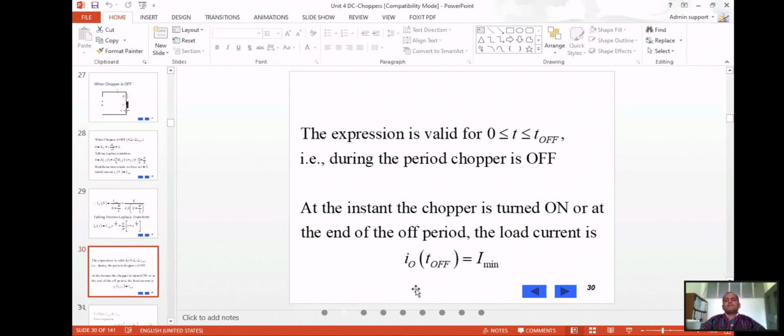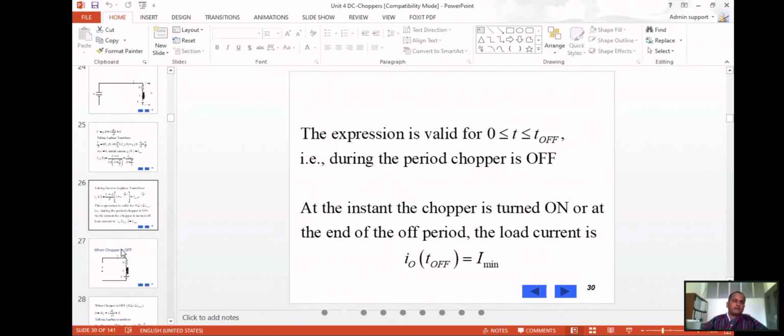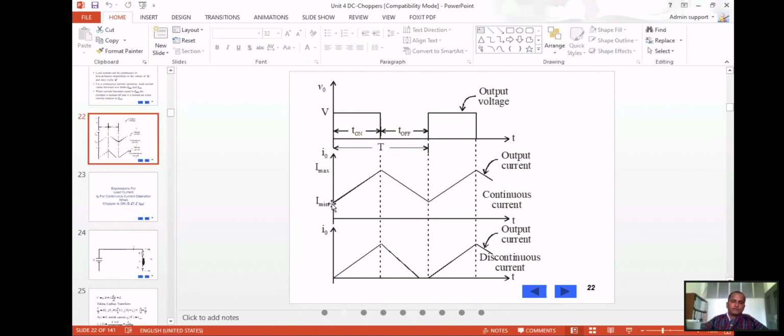So the expression is valid between 0 less than or equal to t less than or equal to t off. So during this period, the chopper is off. That is the condition. At the instant the chopper is turned on, at the end of the off period, the load current is equal to I min. It means that at the instant the chopper is on, the load current will be equal to the minimum current.